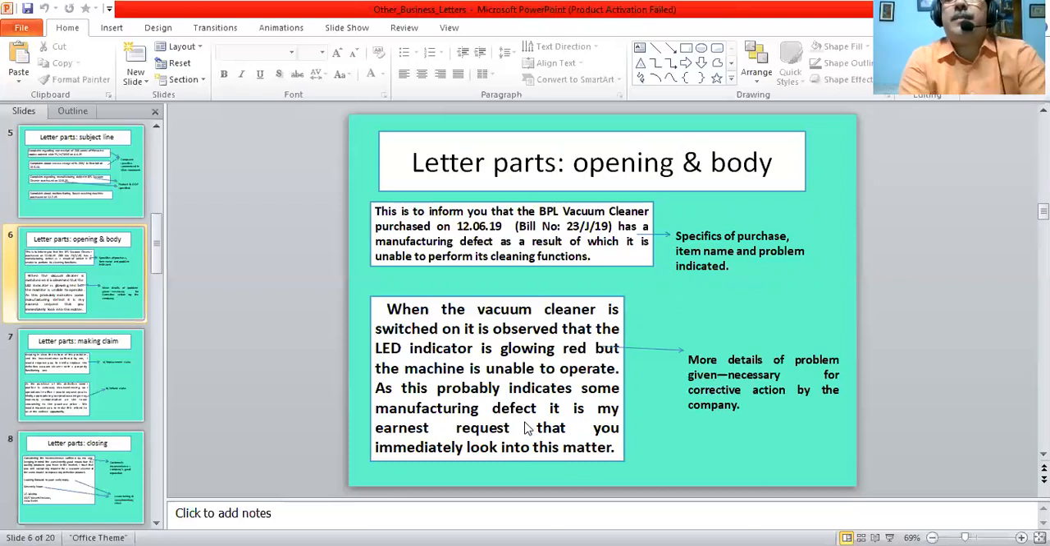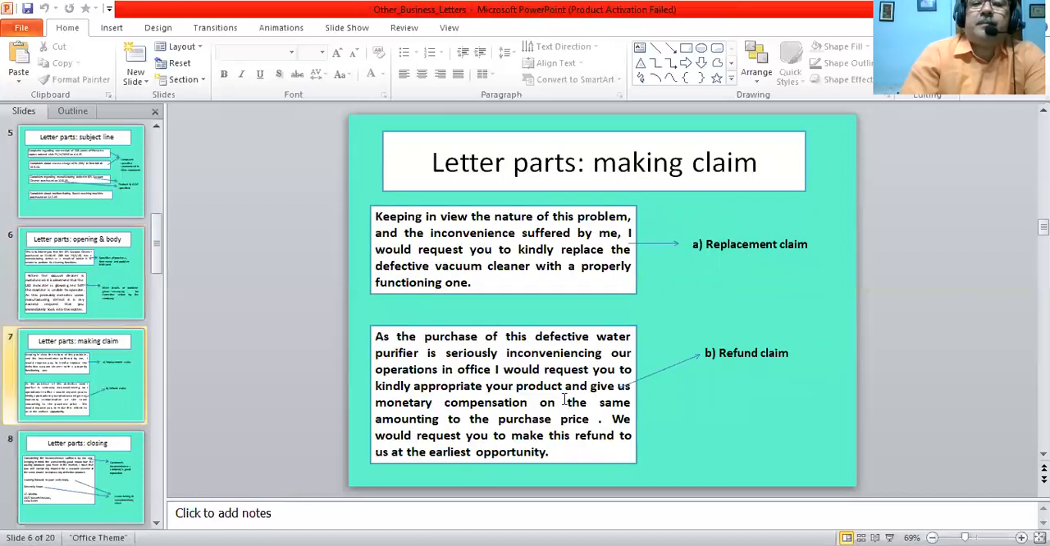So whenever we talk about some kind of problem or grievance, first the problem needs to be referred to in the introductory paragraph together with other specifics of date and purchase details and so on. Or if it's a service, then the date on which the service was engaged. Then further details regarding the problem or the nature of the problem, why it is unsatisfactory, have to be given in the ensuing paragraph. This is very, very important. Let us proceed further.